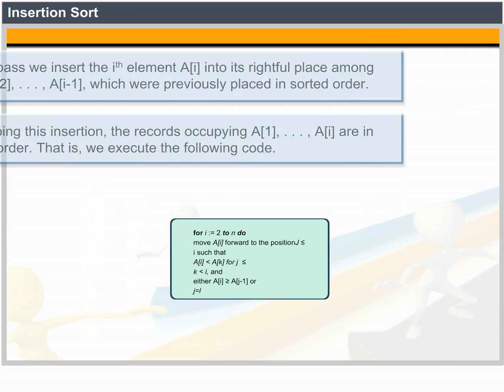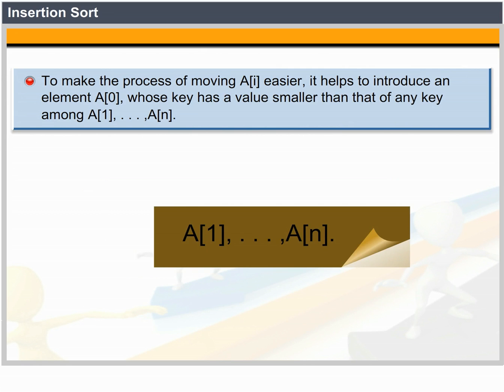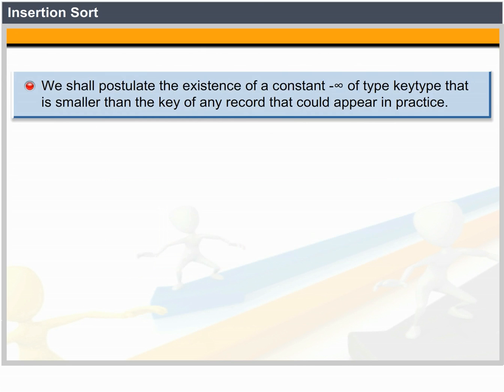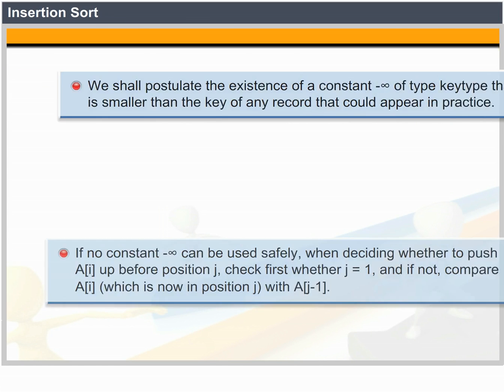To make the process of moving A[i] easier, it helps to introduce an element A[0], whose key has a value smaller than that of any key among A[1] up to A[n]. We shall postulate the existence of a constant negative infinity of type keytype that is smaller than the key of any record that would appear in practice. If no constant negative infinity can be used safely, when deciding whether to push A[i] up before position j, check first whether j equals 1, and if not, compare A[i], which is now in position j, with A[j-1]. The complete program is shown in the figure below.